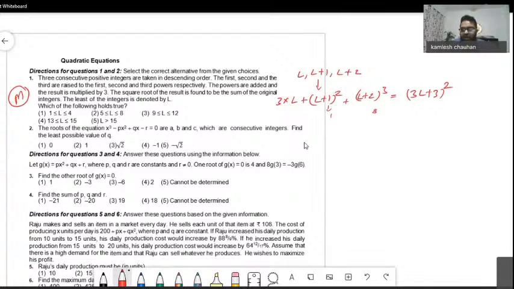So understand when you're solving the question, the sequence should be clear. What will happen in step number 1, step number 2, step number 3. So this is how you can solve it.